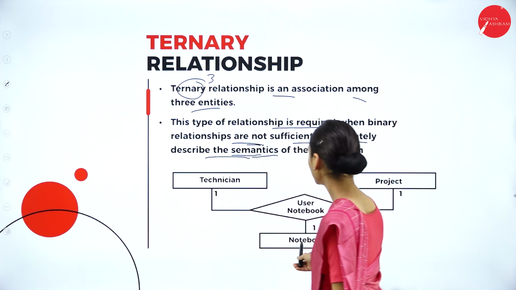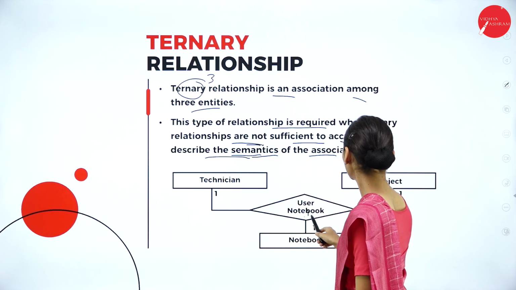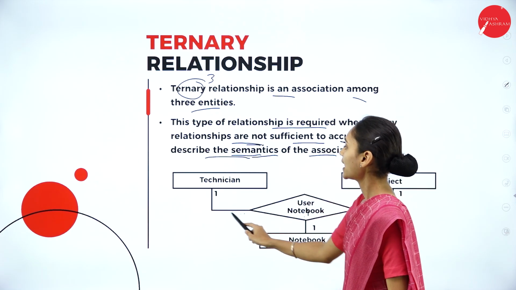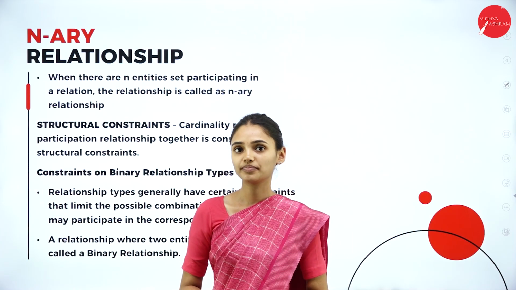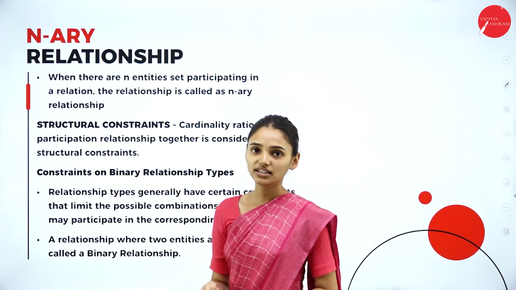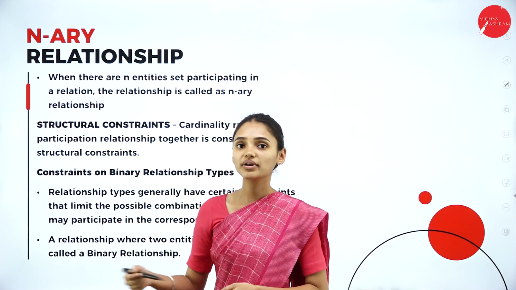Say for example, we have notebooks. Notebook we have username. In that username we have project and technician. So it's an example for ternary relationship. Next we have n-ary. So that is the last type. N means there are countless, so many numbers.